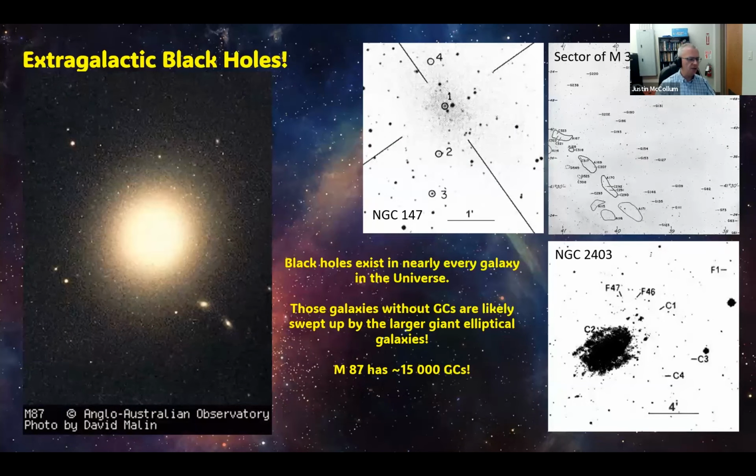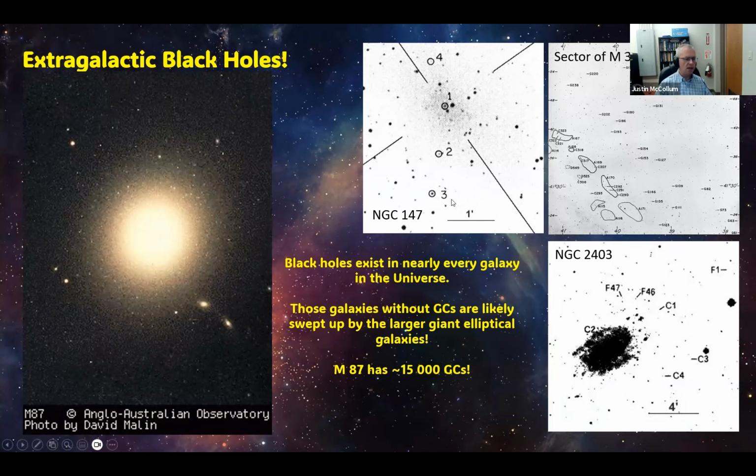And here's more indications of extragalactic black holes. Globular clusters exist in nearly every galaxy in the universe, with the exception of the giant elliptical galaxies. Like M87, which, using its strong field of gravity that extends for millions and millions of light years, has literally robbed many of the galaxies nearby of their globular clusters. And so it's estimated to have about 15,000 globular clusters.